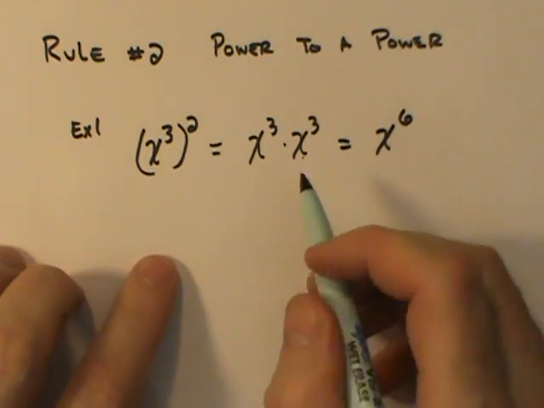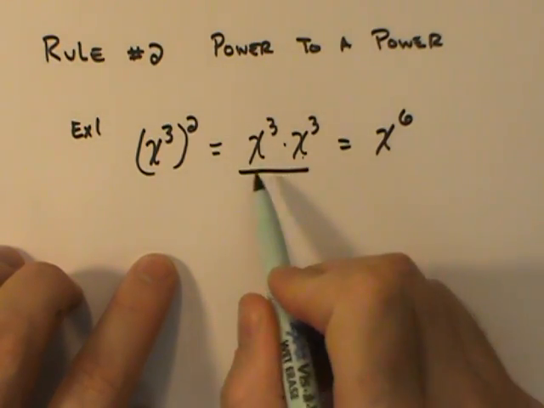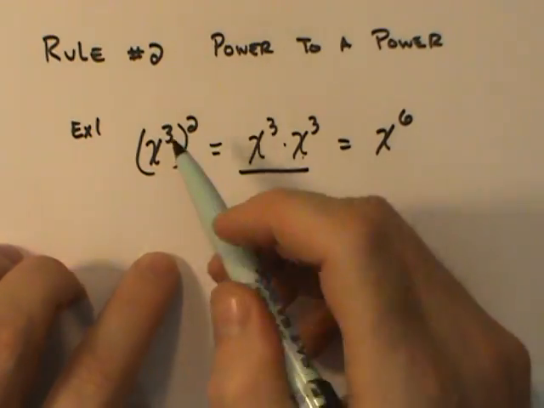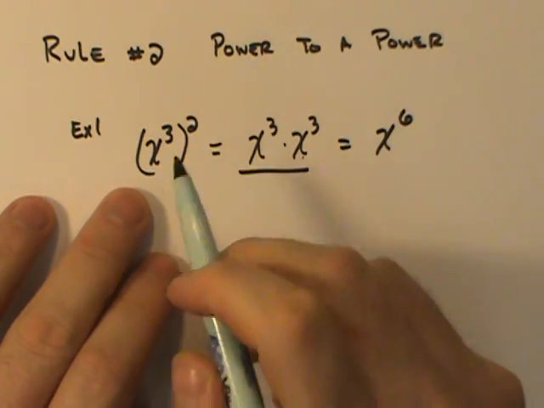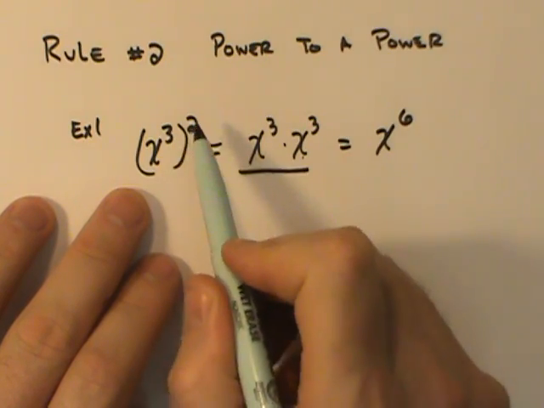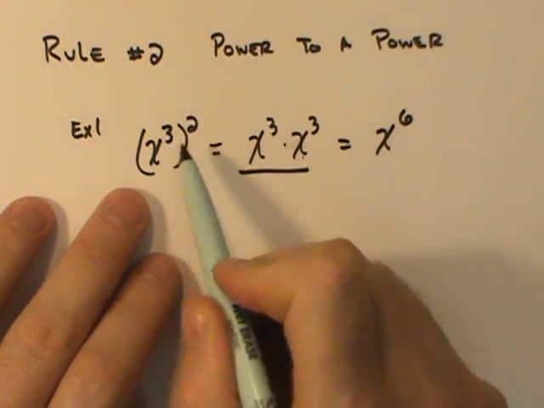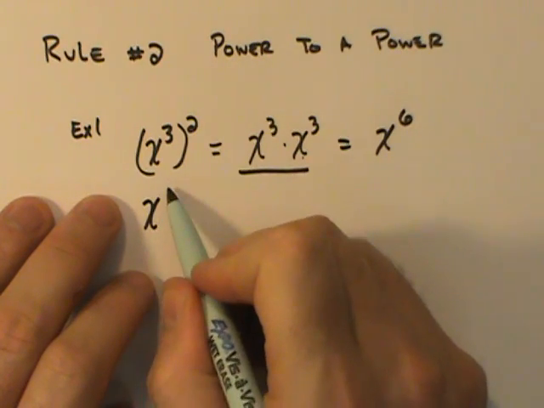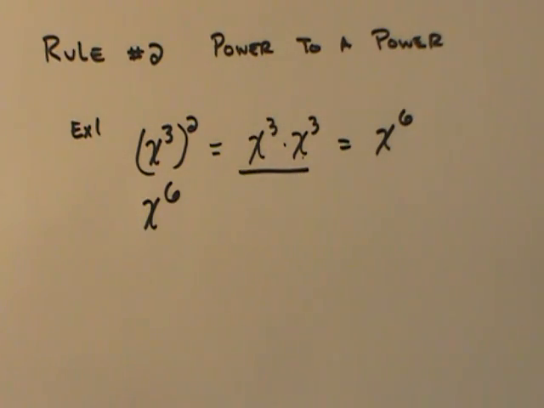What I propose is that we're able to squeeze out the middleman. We don't need this middle step. We can look at power to a power. When you have exponents listed as such, when they're side by side like that, you can simply multiply them. 2 times 3 is 6. So I can go directly to my answer, x to the 6th.